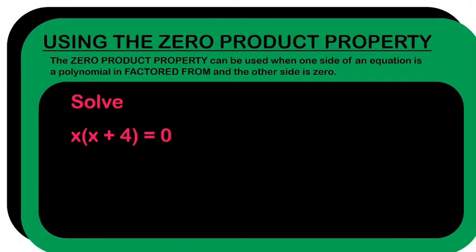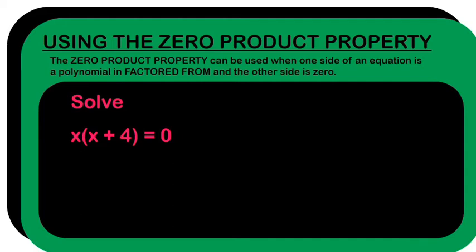Now it's time to put together what we know about multiplying, what we know about factors, what we've just seen about factored form, and we need to figure out how to use the zero product property to solve a polynomial equation that is in factored form. Now we're going to put the zero product property into practice to solve the polynomial equation that's in factored form. And so the zero product property can be used when one side of the equation is a polynomial in factored form and the other side is zero.